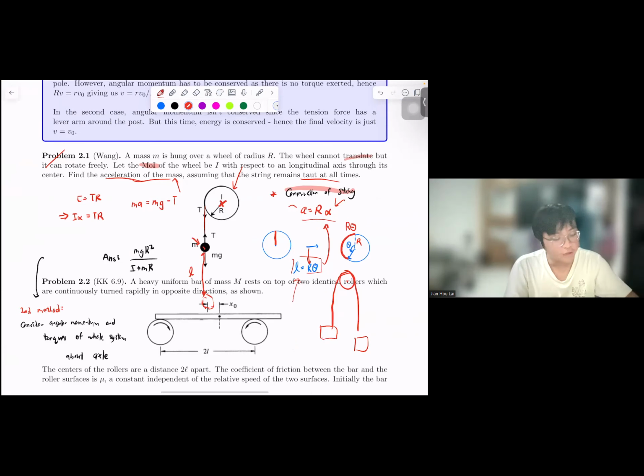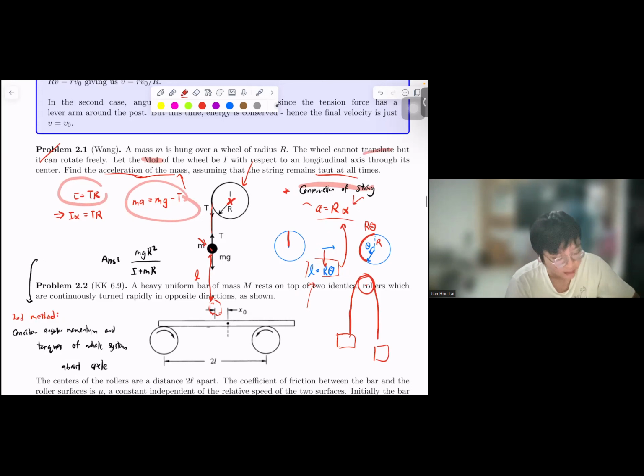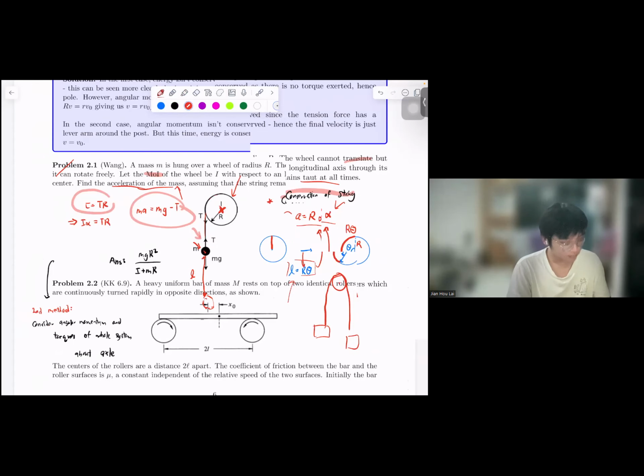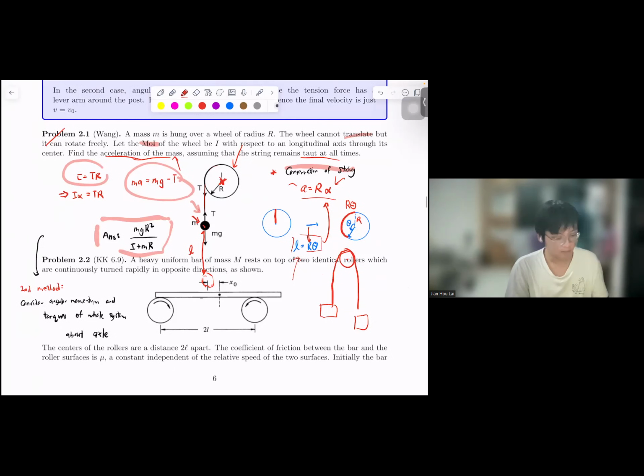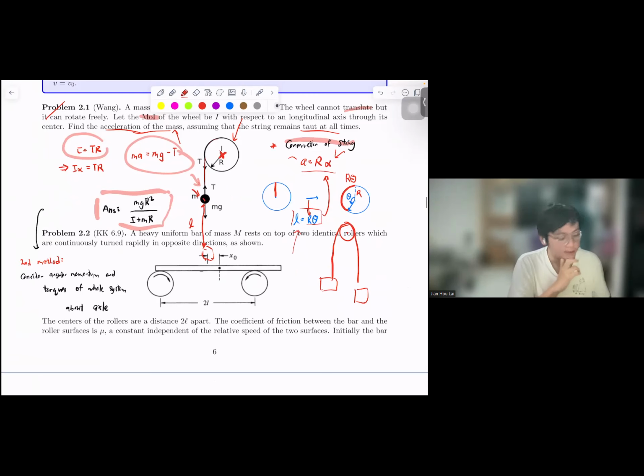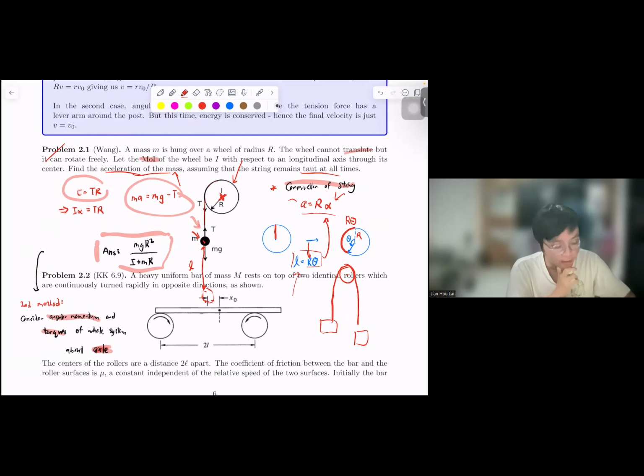Okay, you try to consider the torque and also F equals NA, the forces that act on the mass, and the torque about the axle. The second method you can try is to consider the angular momentum and the torque of the whole system about the axle, which is about this center.